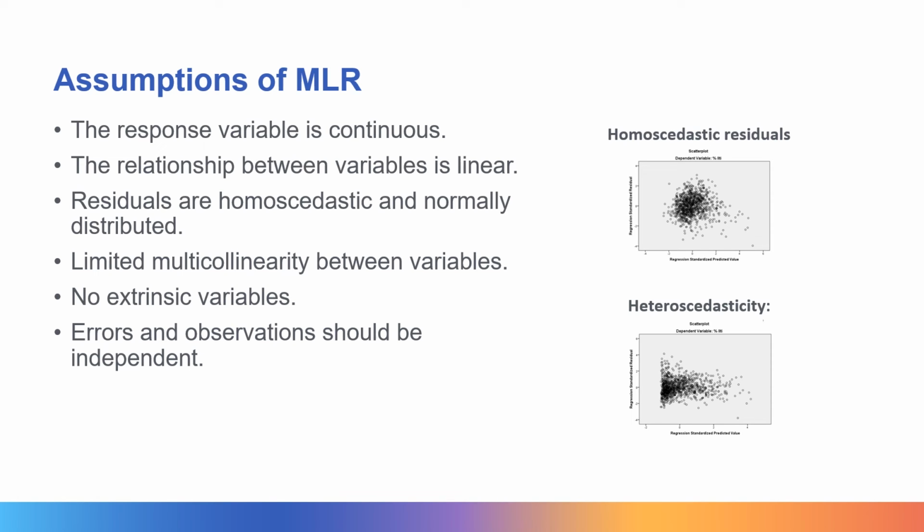Another key assumption is that there should be no more than limited multicollinearity. Multicollinearity occurs when two or more explanatory variables are highly correlated with each other, which can make it difficult to assess their individual contributions to the model. We also assume that there are no extrinsic variables, meaning no omitted variables that could strongly influence the response variable after controlling for those included in the model. Lastly, both the errors and observations should be independent of each other.